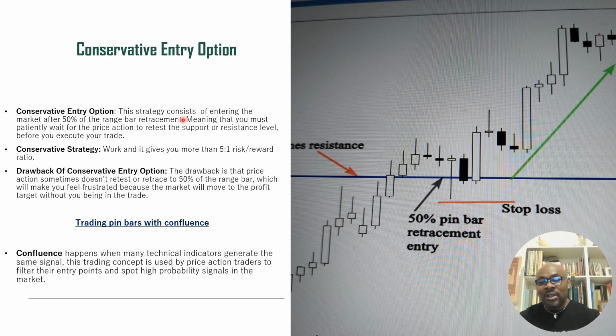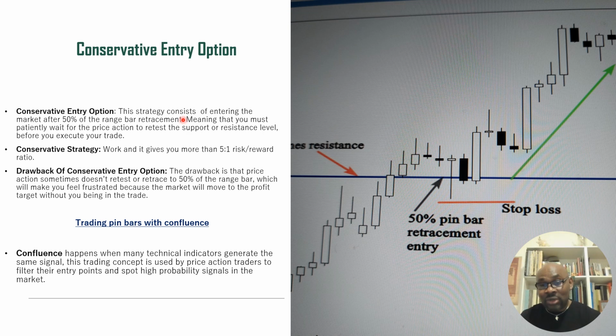That is conservative. But aggressive is that as soon as you see that rejection at that level, be it support or resistance level, you know that there's a rejection, then there's bound to be a change of character. As soon as the pin bar closes, you just place your entry, you catch the groove immediately. So the downside is that price action can come and push you out or take you out of the trend.